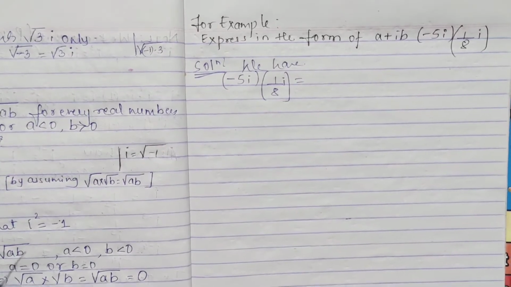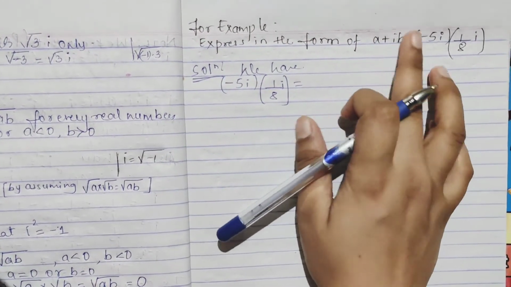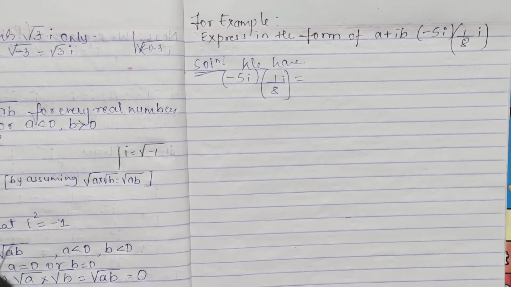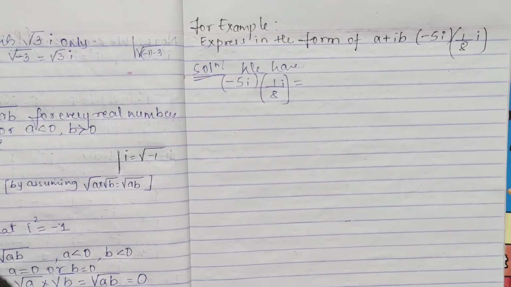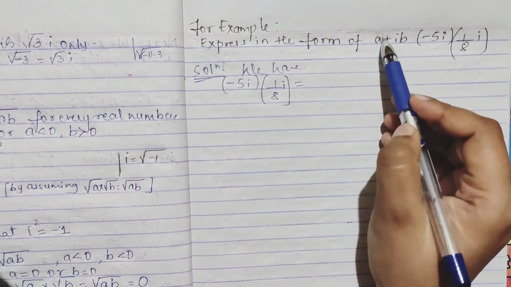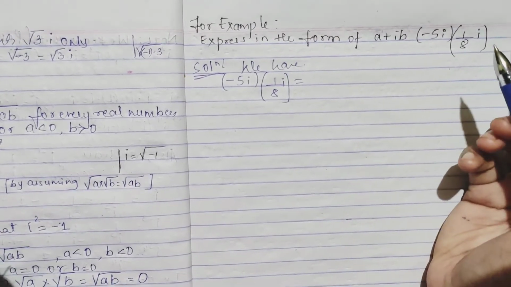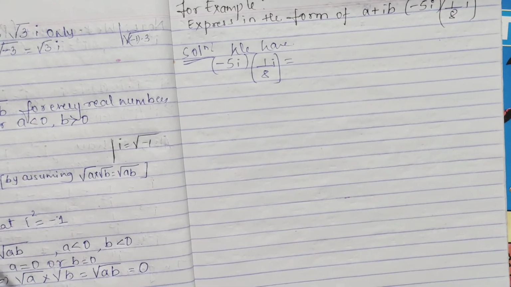We will see examples; you have many types. One is expressing in the form a plus ib. They'll ask you to express in a plus ib form. In a plus ib, a and b are real numbers, where a is the real part of z and b is the imaginary part of z. We have said it like this. So this is a complex number, and in this form you have to represent it.